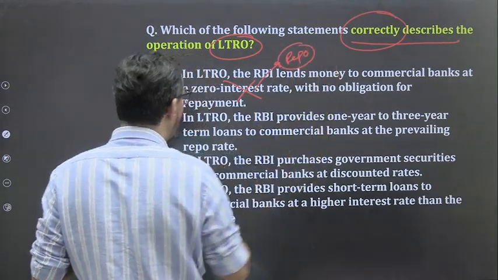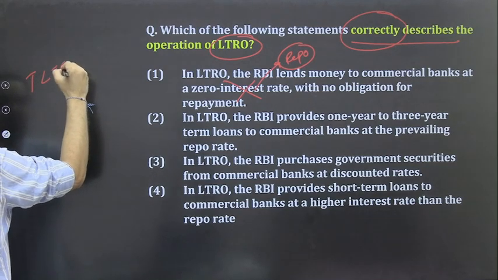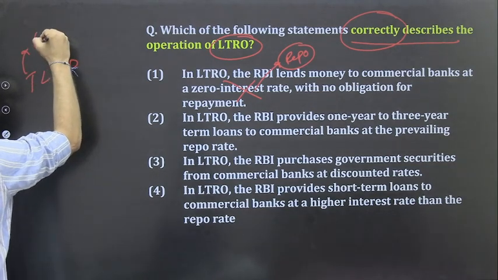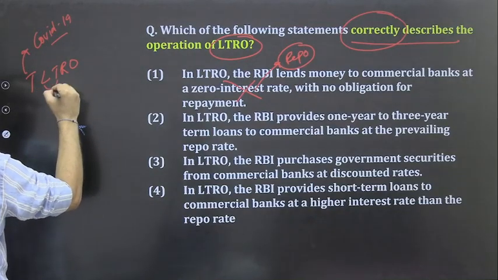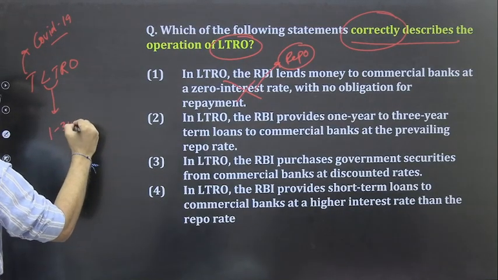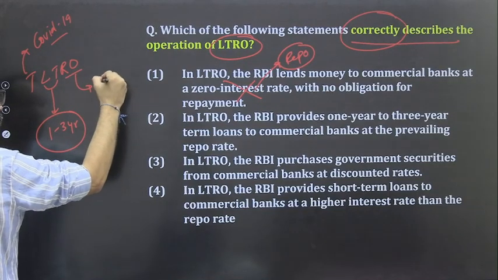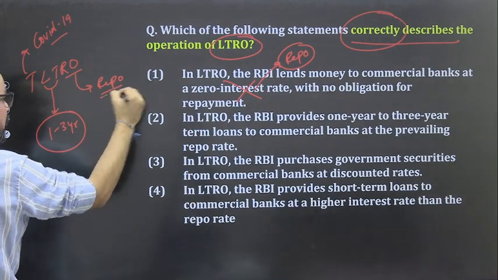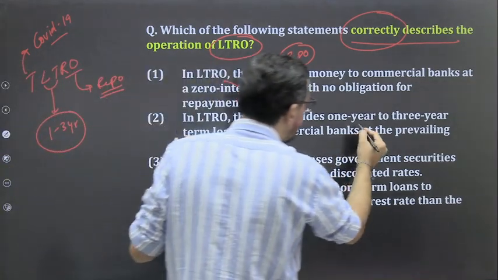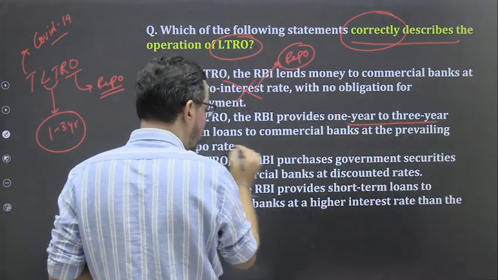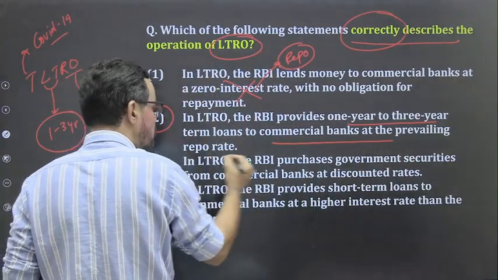ठीक है, जैसे अगर आप इसके नाम पढ़ेंगे ना, so it is also mentioned TLTRO. ठीक है, targeted, that time the target was COVID-19. ठीक है, long term means 1 to 3 years. ठीक है, and repo operation. ठीक है, lending will happen on repo rate. So repo rate पे ही यहाँ पे लोन दिया है. In TLTRO, RBI provides 1 year to 3 year term loan to commercial banks at the prevailing repo rate. This is 100% true, right?